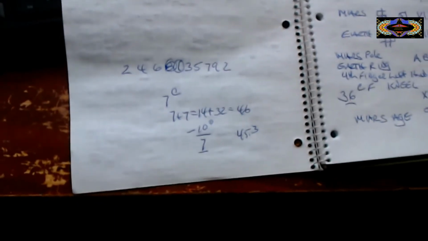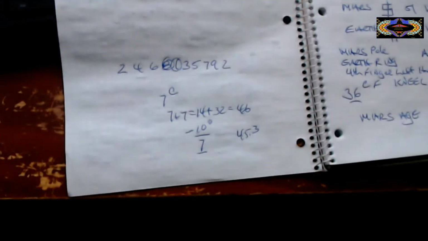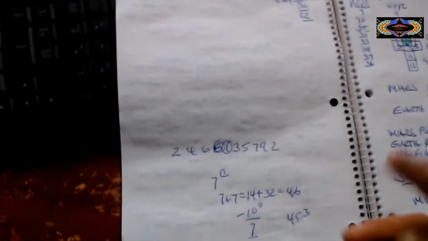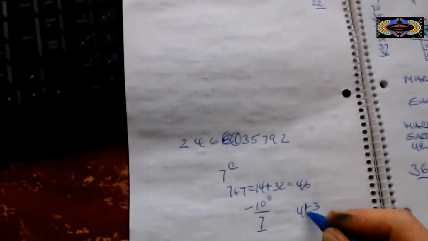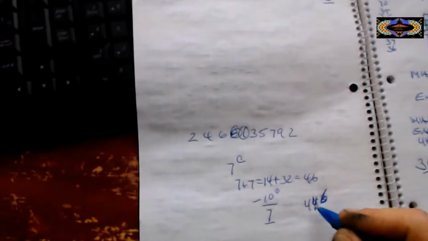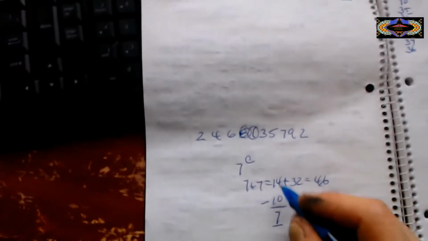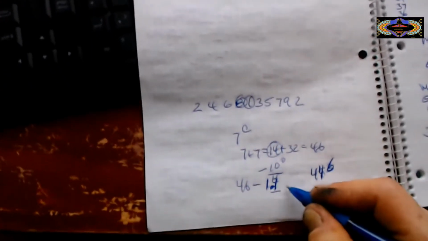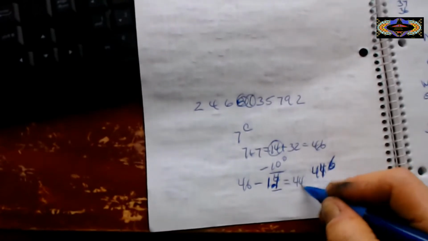So now let me take a look. Celsius, Fahrenheit calculator. So we're going to punch in 7. 44.6. Okay, let me see what I did wrong. 44.6. Oh, 10. Oh, right. 10% of this is 1.4. So 46 minus 1.4 equals 44.6.